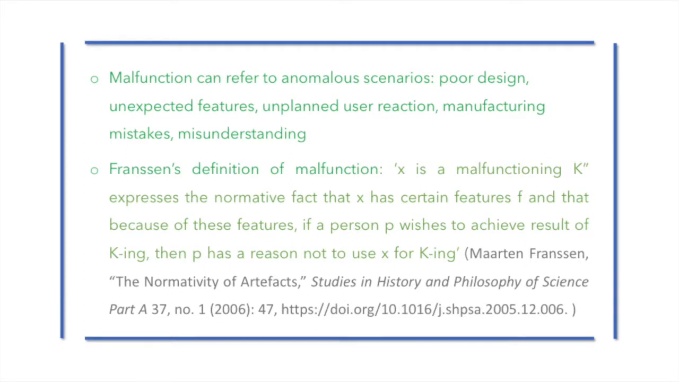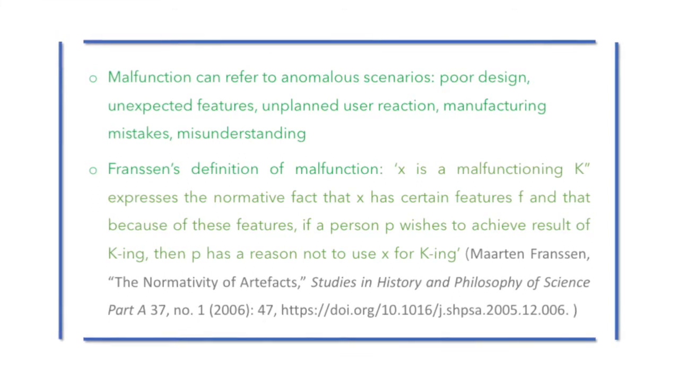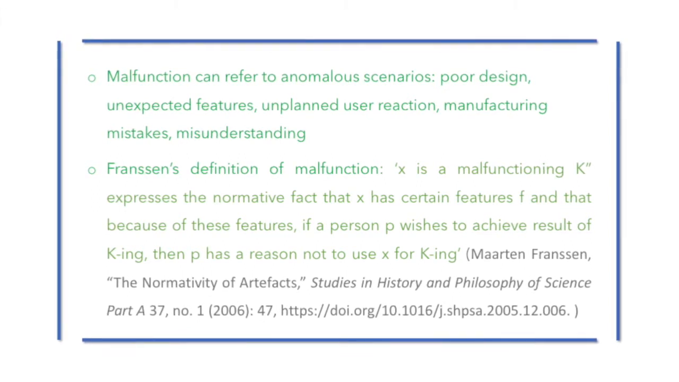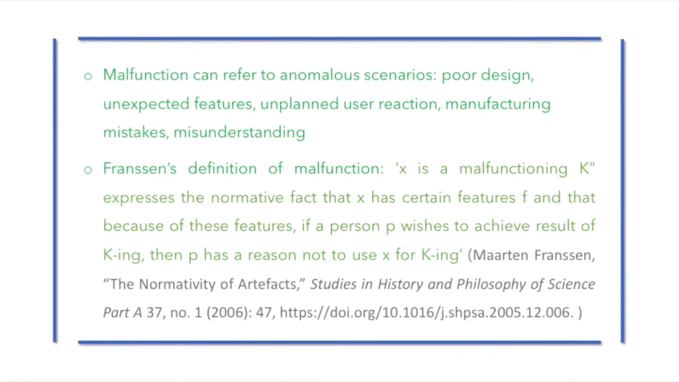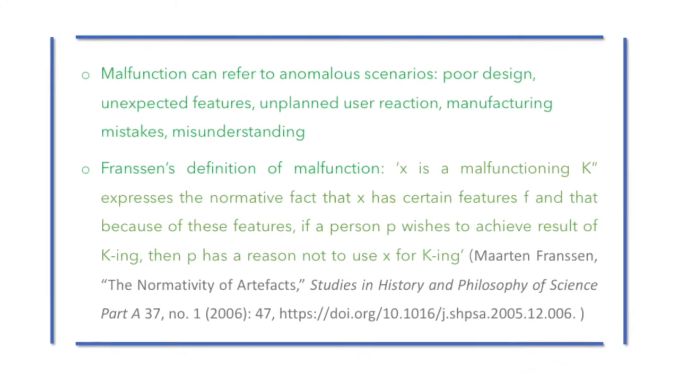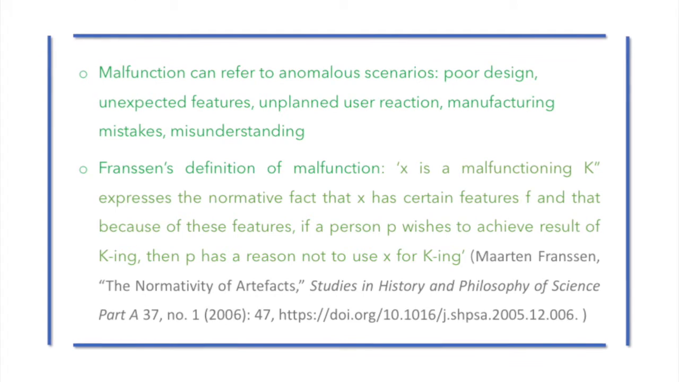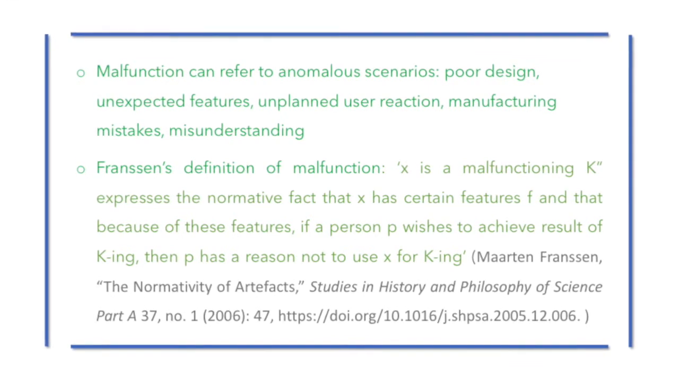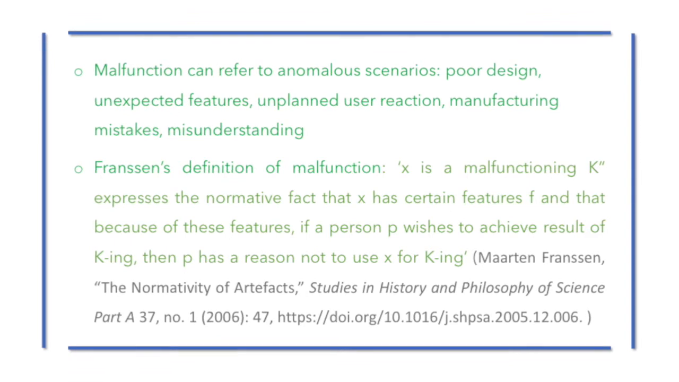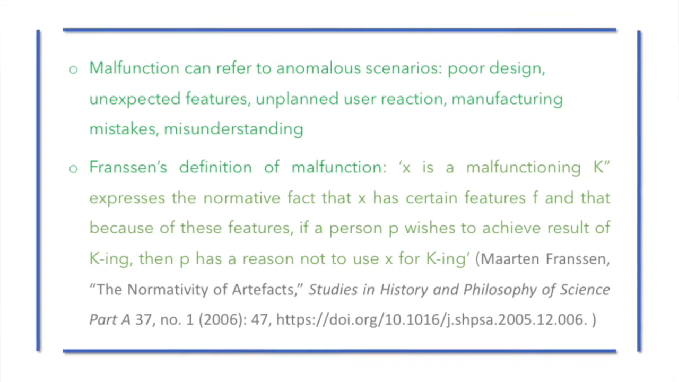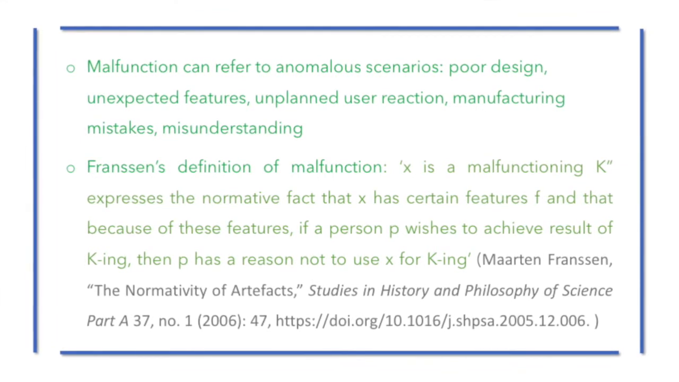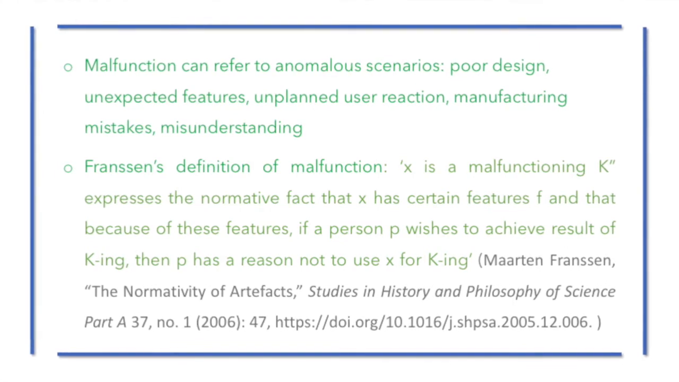Malfunction can refer to several different anomalous scenarios, including poor design, manufacturing mistakes, unexpected features, and unplanned user reaction. With physical artifacts, malfunction in the majority of the cases is easier to notice, even if we cannot understand what caused the malfunction. But in software design and AI, failure can be much more complicated. However, what exactly malfunction is, is the question. And as per usual, there are many different definitions out there.